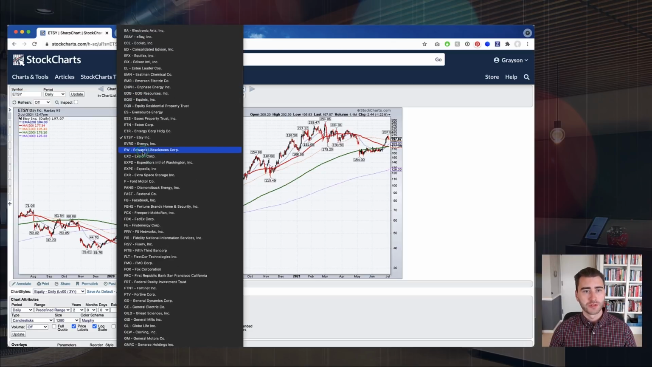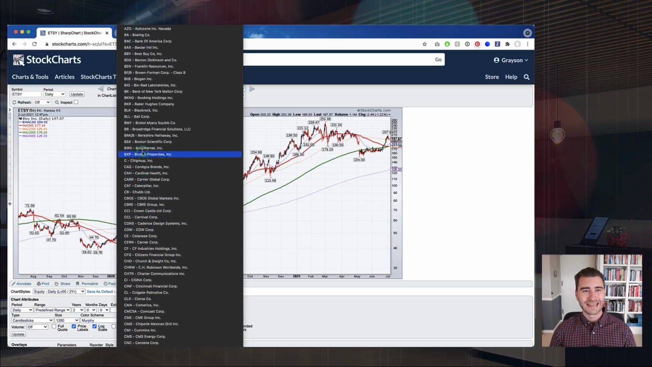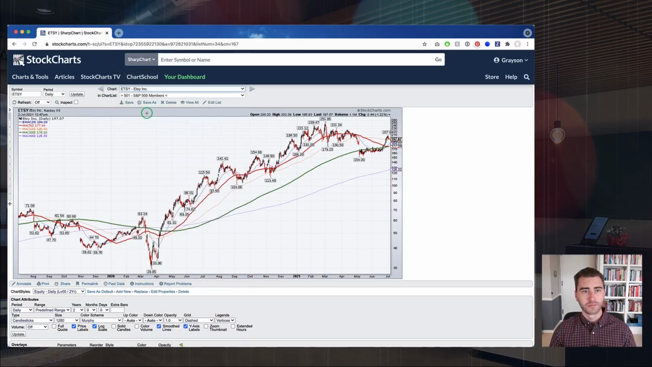But when I open this up, you can see all of the different stocks in the S&P 500, all 500 of them. So let's say that I wanted to actually run through all of the stocks in the S&P 500, or maybe we wanted to do this with a smaller group like the Dow, which only has 30 stocks in it.